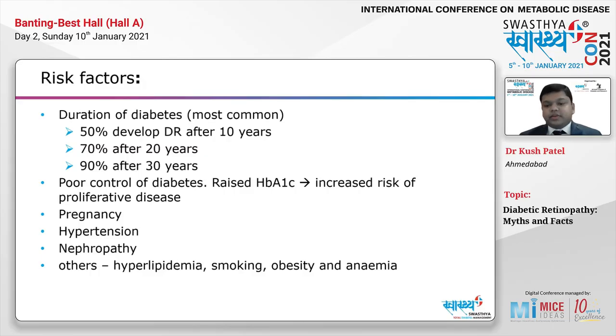The other most common risk factor for developing diabetic retinopathy is poor glycemic control or poor control of diabetes. Raised HbA1c levels, which is increased blood sugar levels, directly increase the risk of proliferative disease of diabetic retinopathy. The other common risk factors are pregnancy, hypertension, and nephropathy. And other risk factors are hyperlipidemia, smoking, obesity, and anemia.